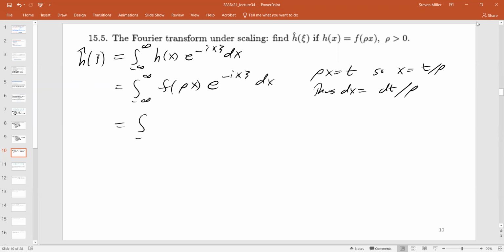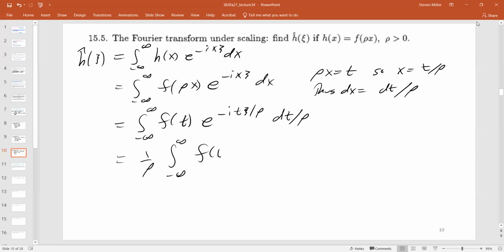So this becomes the integral from minus infinity to infinity of f of t e to the minus i, and then x is going to become t over rho, so it'll be t c divided by rho. And then dx is dt over rho. To get 1 over rho, integral from minus infinity to infinity of f of t e to the negative i t c over rho dt. What does that integral equal?